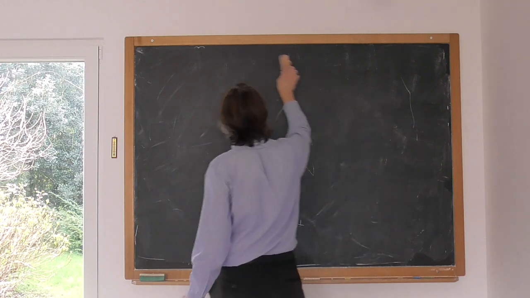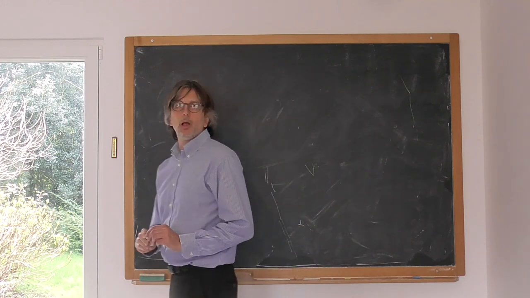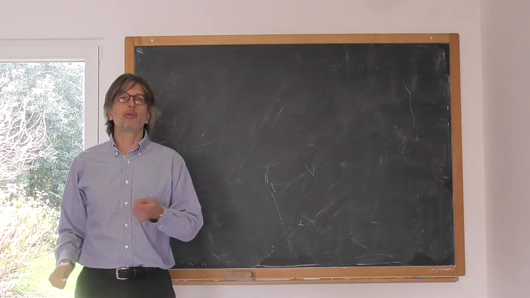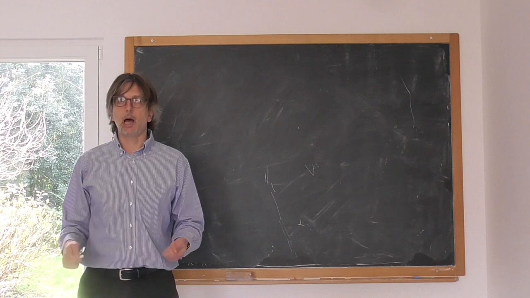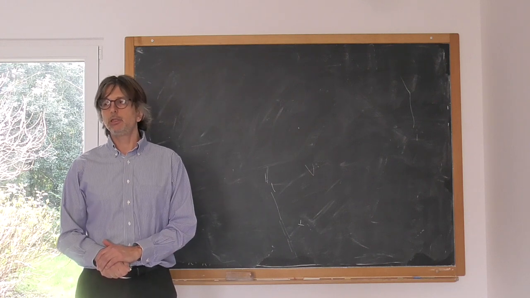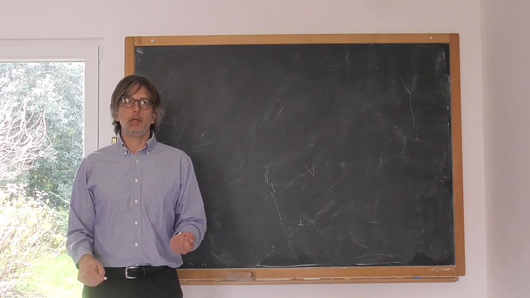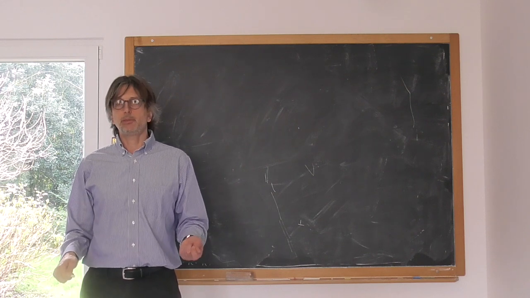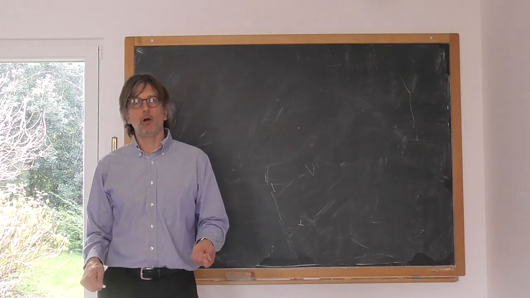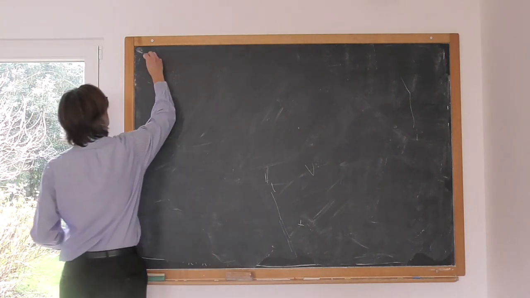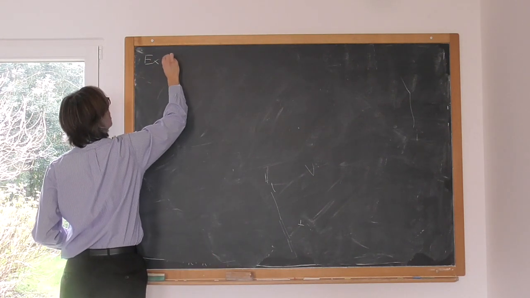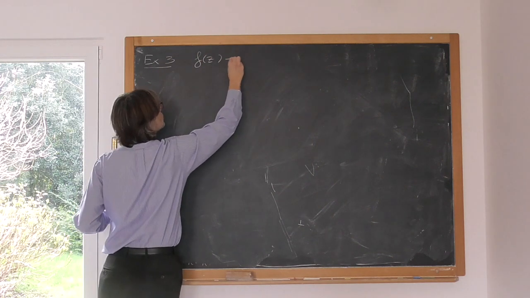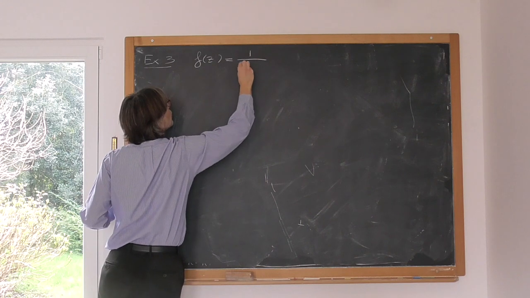So in the first example, we started from a Laurent series and we determined the radius of convergence and then we even determined the sum of this Laurent series. Now we want to do the opposite. We start from a function and we want to express it as a sum of a Laurent series. So our example 3, we start with the function 1 over 1 minus z.